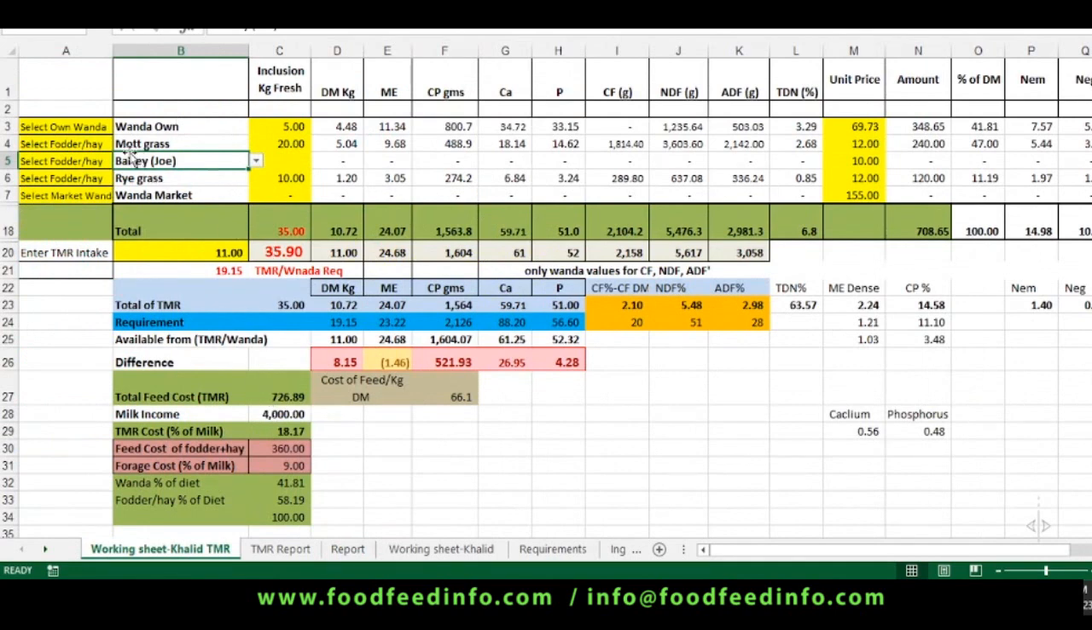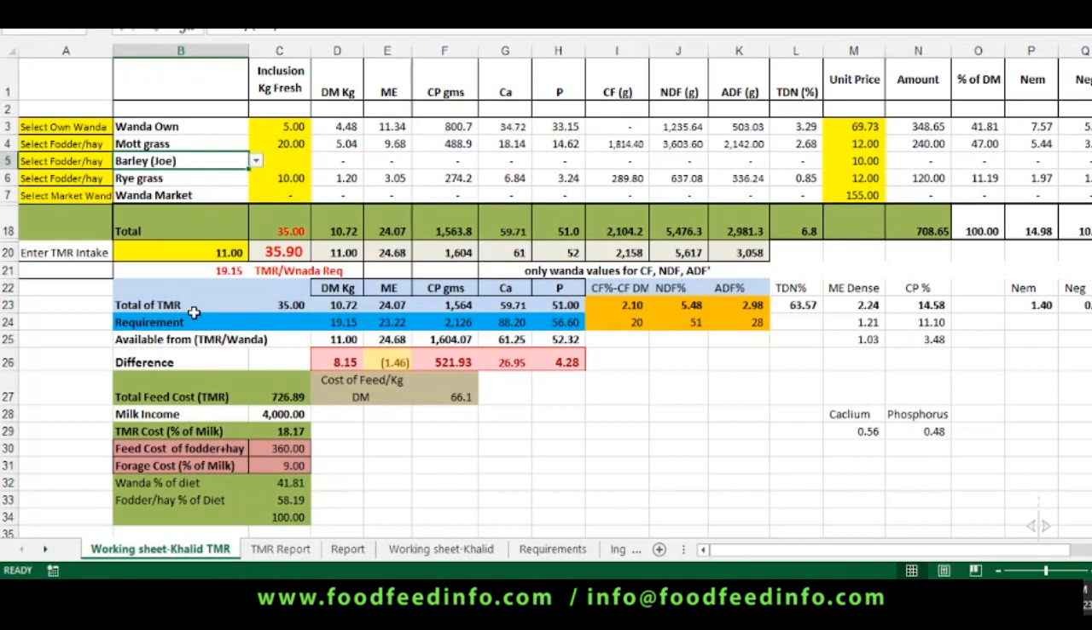Now look at this. We have modified this sheet in this new version, so that people don't get confused and they just prepare their TMR diet. So basically, in the TMR, almost 60% should be met from the concentrate and 40% from the roughages if we are feeding a high producer animal, 25-30 liters of milk.